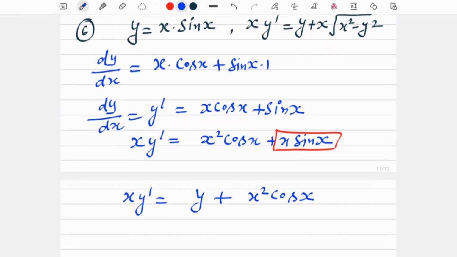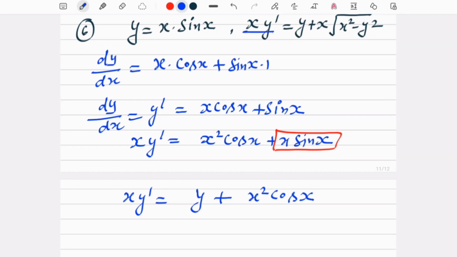Okay. Here what we did: y dash equals x cos x plus sin x, and then we just multiply the entire equation by x. It became x y dash equals x square cos x plus x sin x. Then x sin x is equal to y. So what I have done is that x sin x is replaced by y. Is it clear? Yes, sir. So half of the problem is gone.